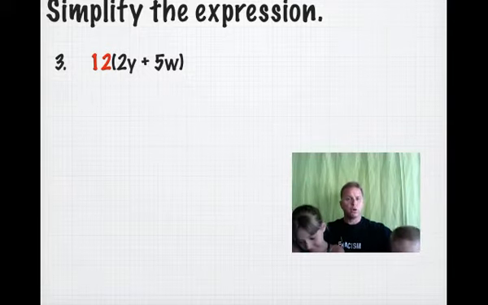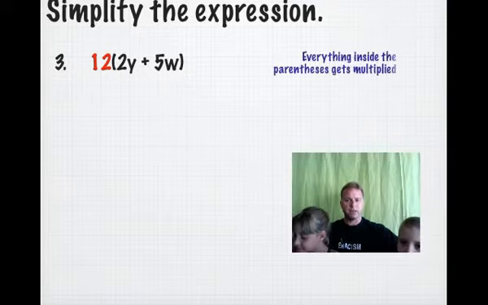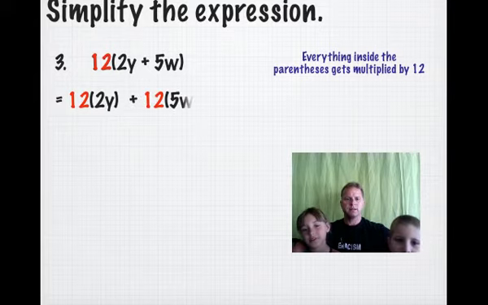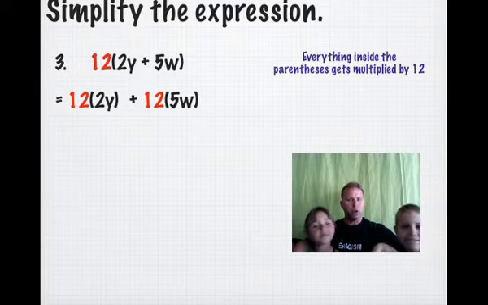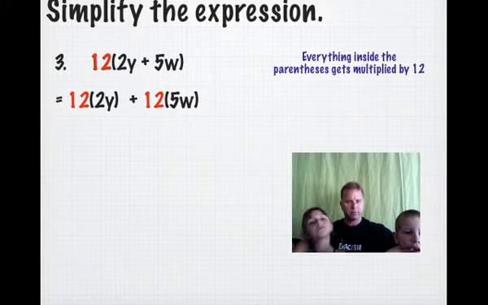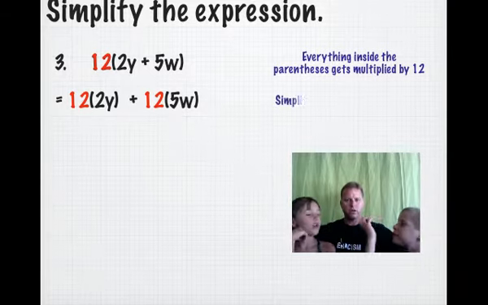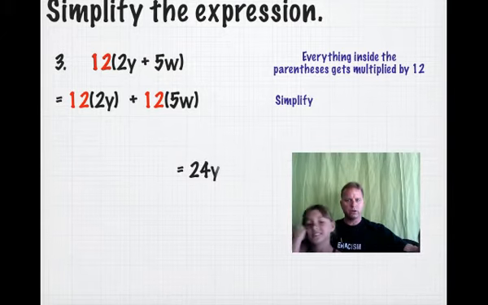Okay, so what are we going to multiply? Everything gets multiplied by 12. So what's getting multiplied by 12? 2y and 5w. Very nice. 2 yo-yos and 5 watches. Okay, so if we have 12 times 2 yo-yos, how many yo-yos are we going to have? 12 times 2? It's 24. 24 yo-yos.